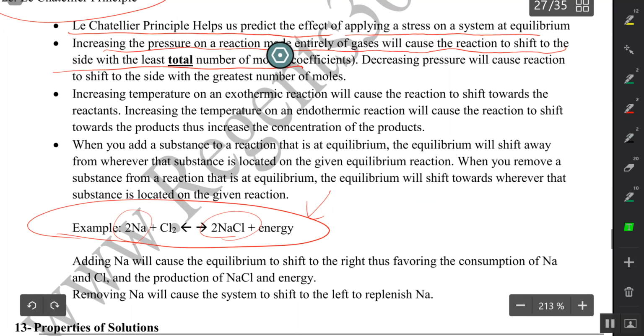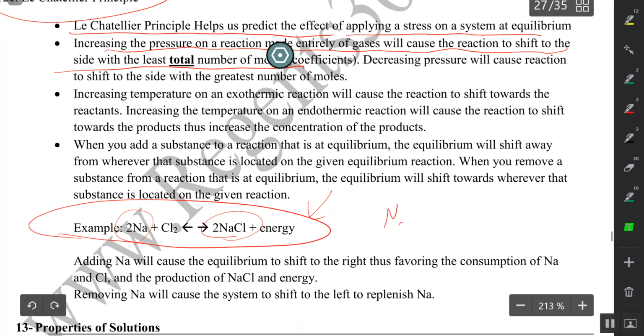So increasing the pressure on this system will not cause this reaction to move either to the right or to the left. However, let's say I had N2 plus H2 to yield NH3, and this reaction was at equilibrium. Let's balance this equation very quickly. So here we have 6 hydrogens in both directions.